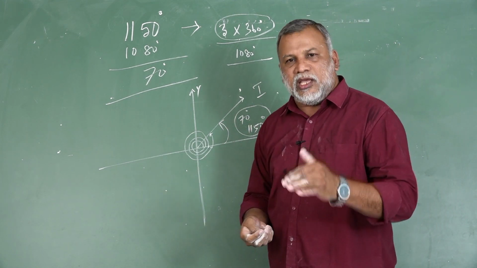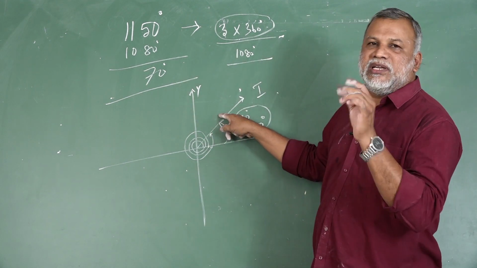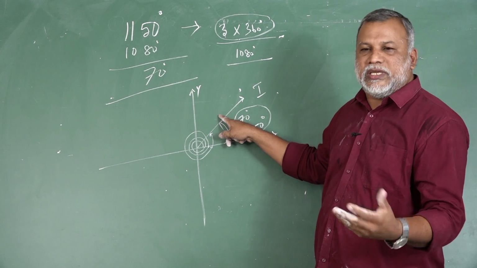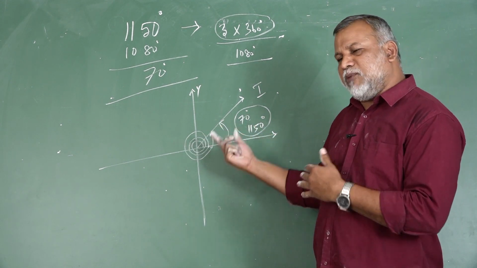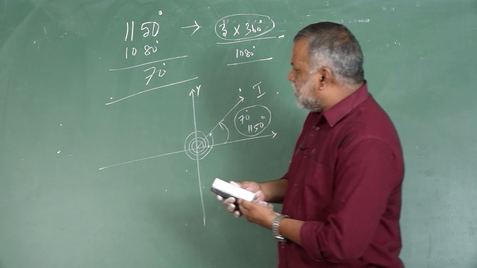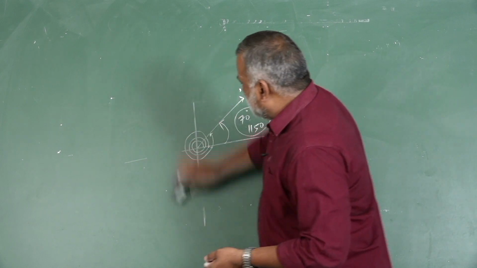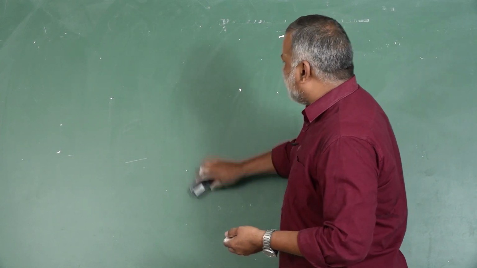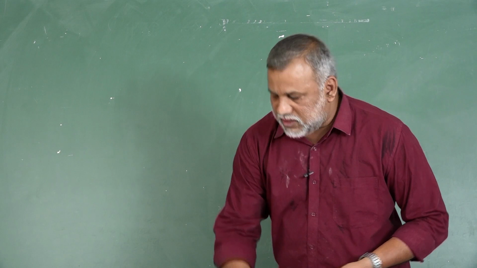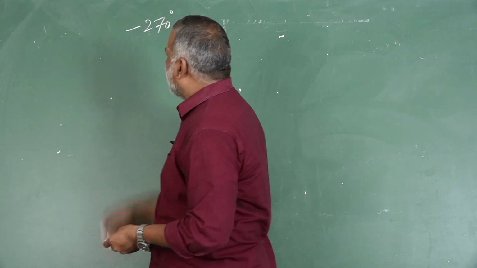Initially we discussed the definition: coterminal angles have the same terminal side but different types of rotation, a different number of rotations, whether it may be clockwise or anti-clockwise. Now see the third one. We already saw 2 examples in the anti-clockwise rotations. Now let us discuss the third one, minus 270 degree.